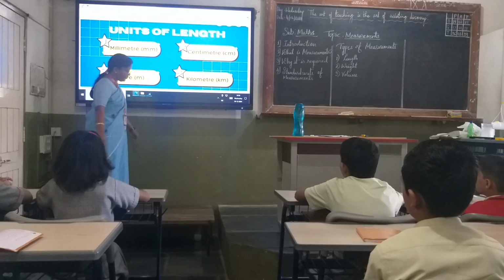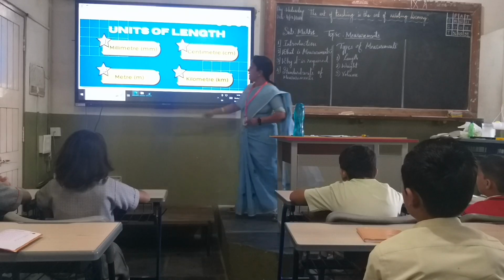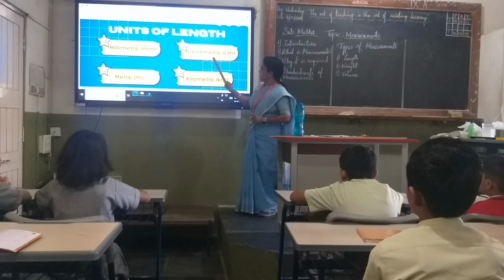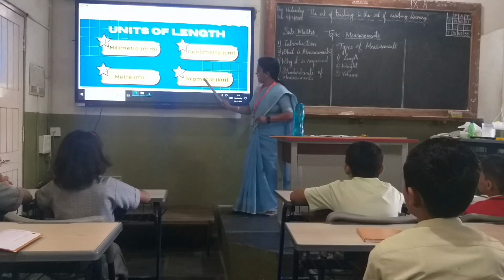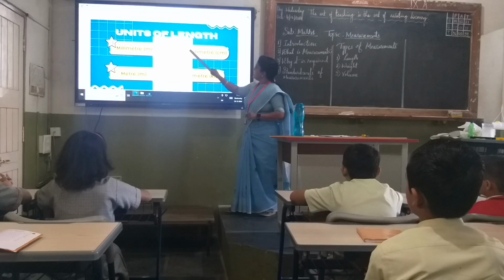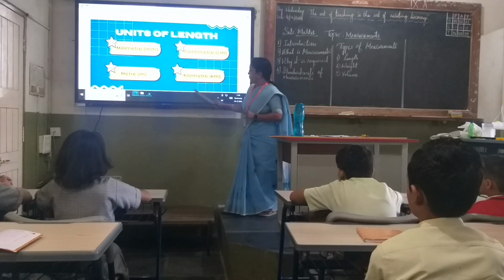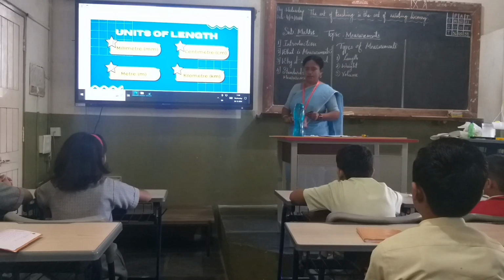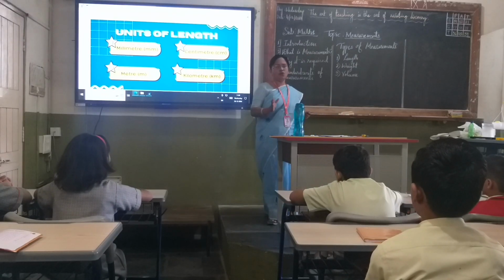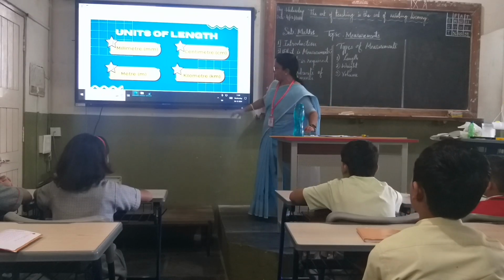So children, we are using four units of measurements here. The first one is millimeter. Next are centimeter, meter and kilometer. Millimeter is abbreviated as mm, centimeter as cm, meter as m and kilometer as km. Millimeter and centimeter we use for shorter lengths, and meter and kilometer for longer ones, long distances.